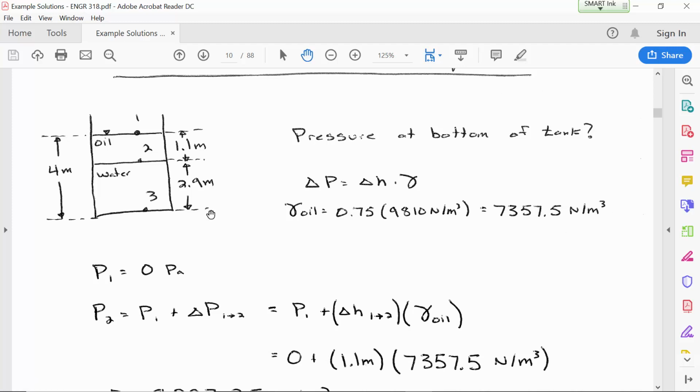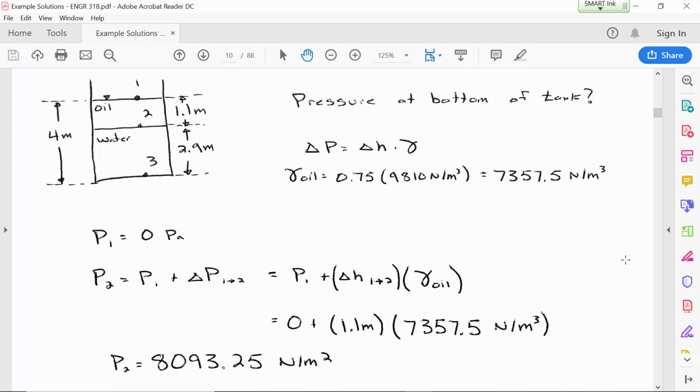And up here in the preliminaries, I had calculated the unit weight of the oil with the given specific gravity. The specific gravity, you can think of it as a percentage relative to water as the reference. So 0.75 means that the unit weight of oil is going to be 75% of the unit weight of water. So we calculate the unit weight of oil and get 7357.5 newtons per meter cubed, and then that's the one that we put in here for the 1.1 meter layer of it. So at the interface of the oil and the water, the liquid pressure is 8093 newtons per meter squared. Any questions so far?